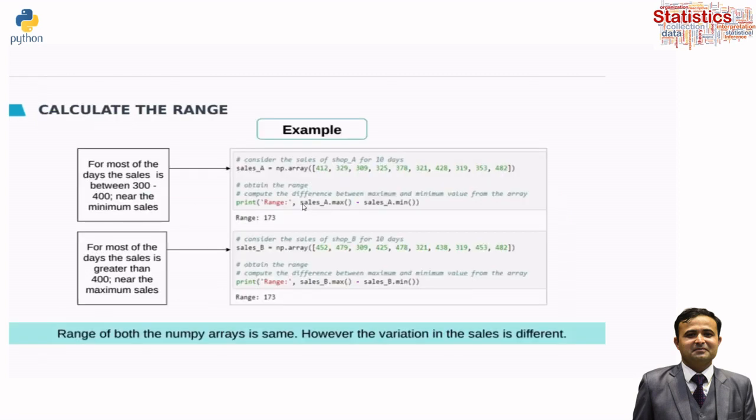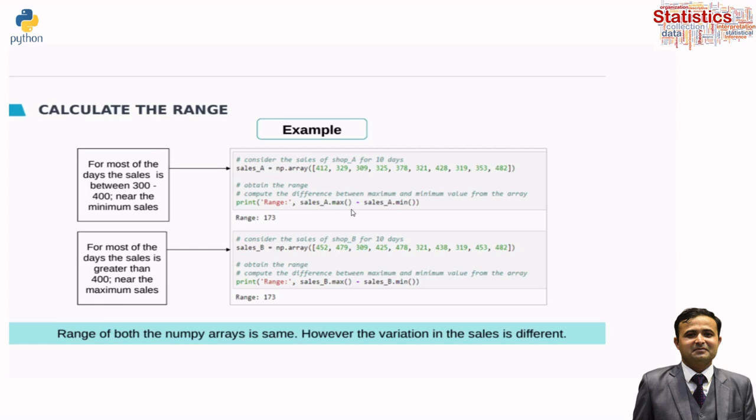Let's take an example. If we have an array with some values, we want to find out some difference, some maximum and minimum. Inside NumPy we have the functions maximum and minimum. So the difference is 173. So it is the range.